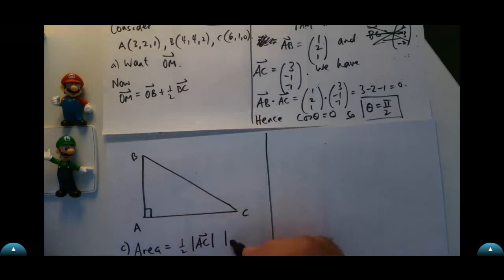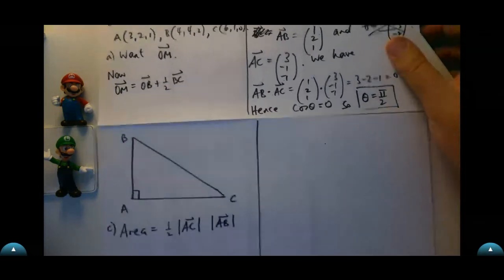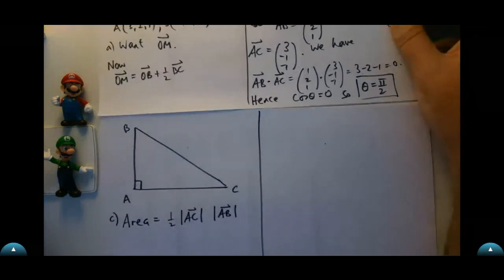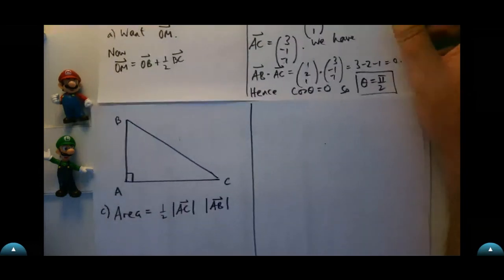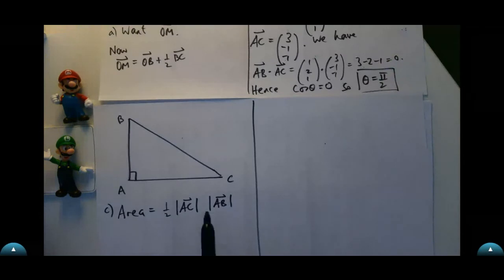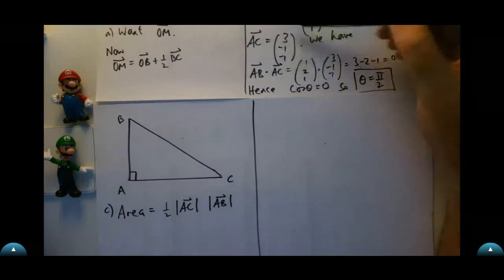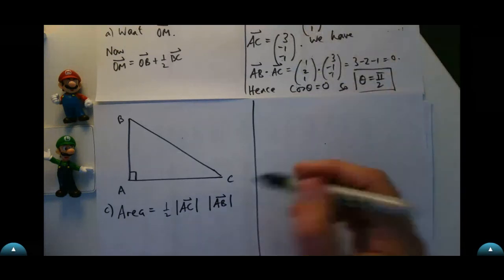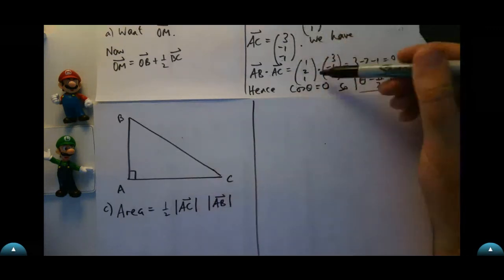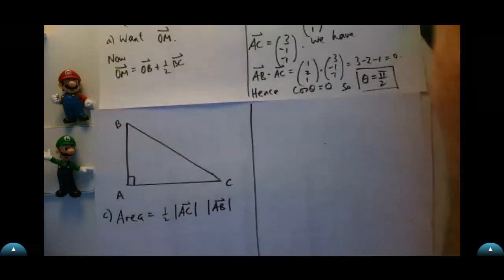So it's going to be a half times the base times the perpendicular height. Okay. So let's work that out. I've already got AC up here. I've got AB there. So let's work out. I didn't need these things for the dot product because the denominator was already 0. So that's fine.